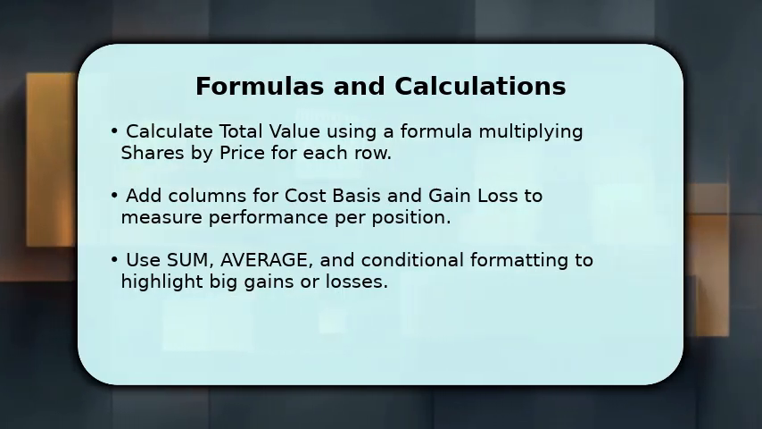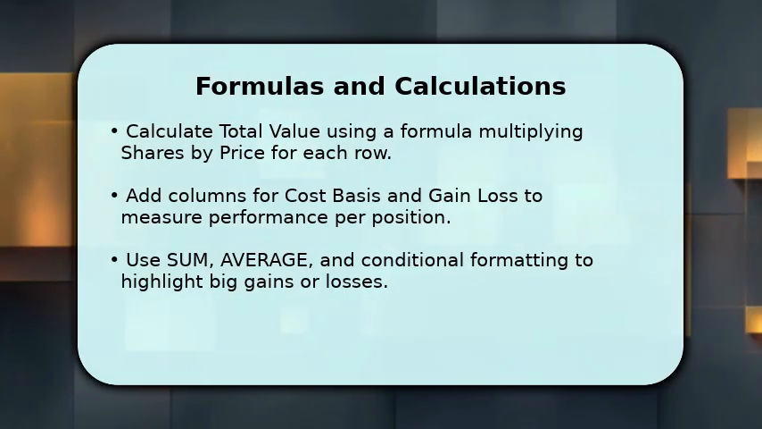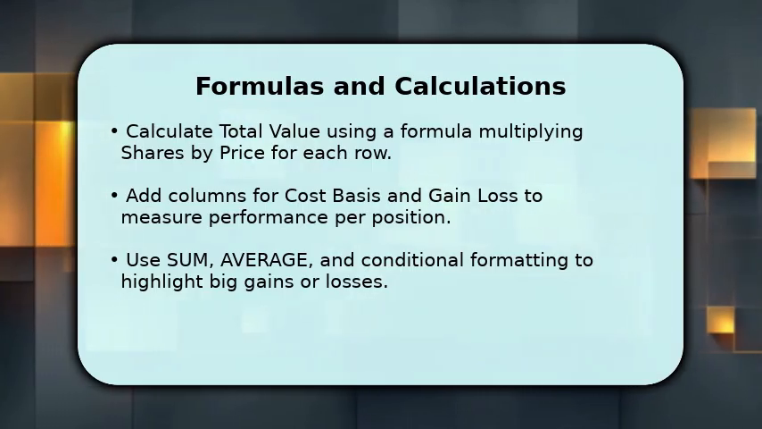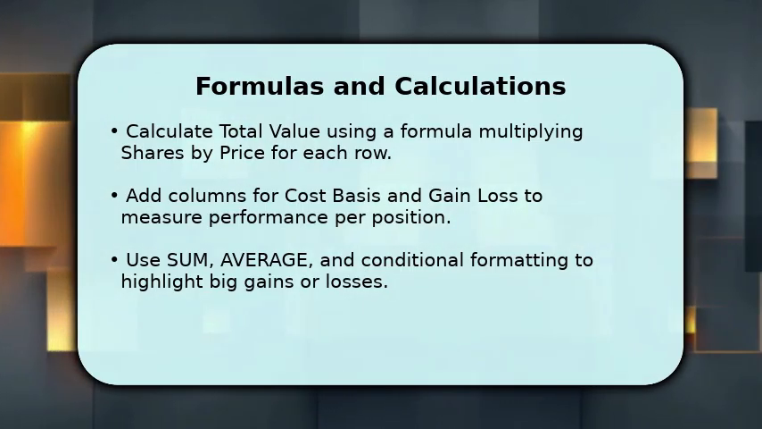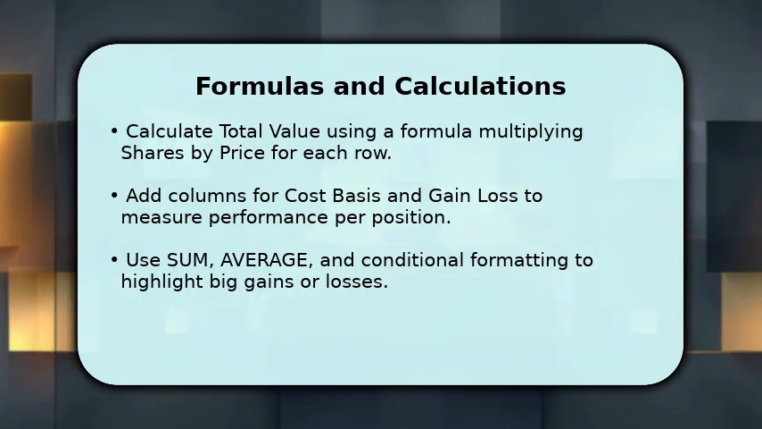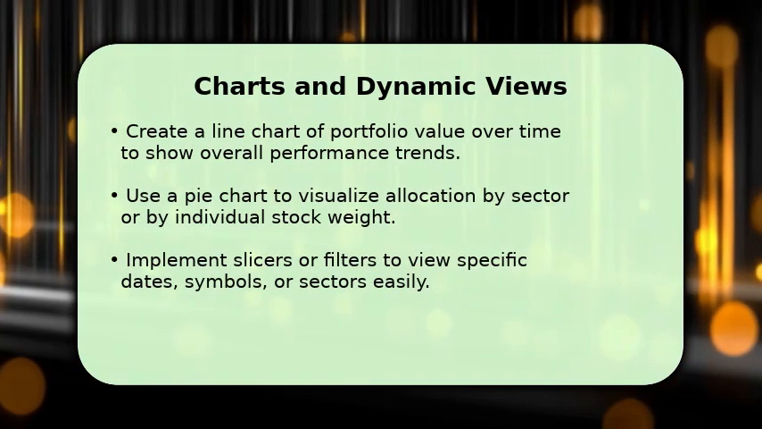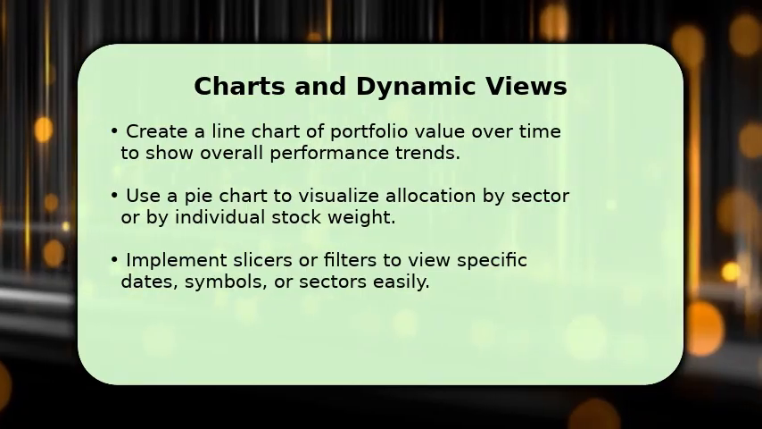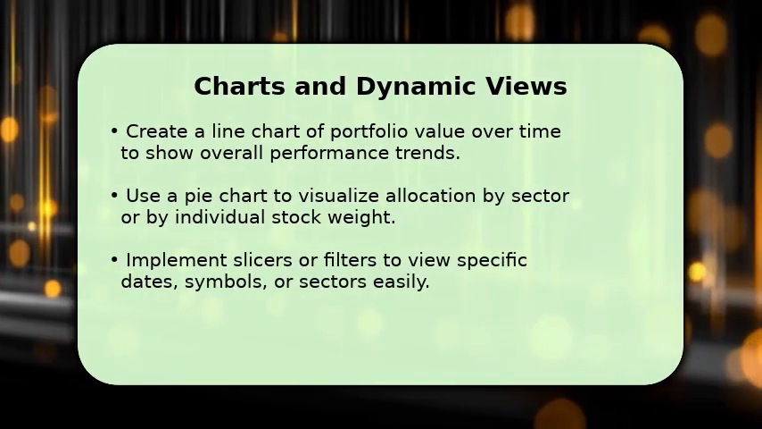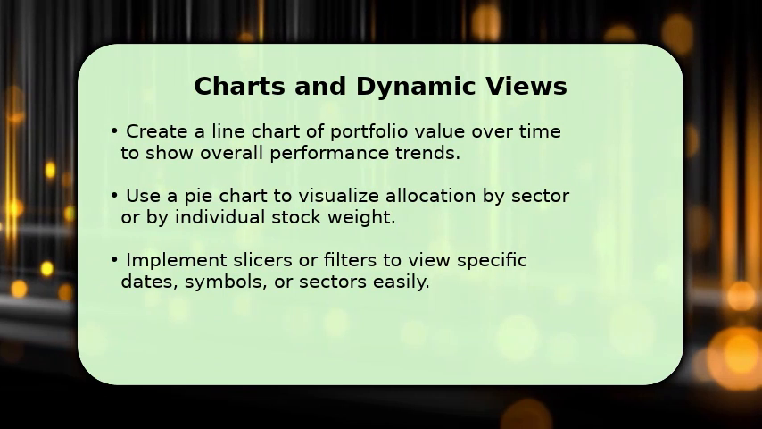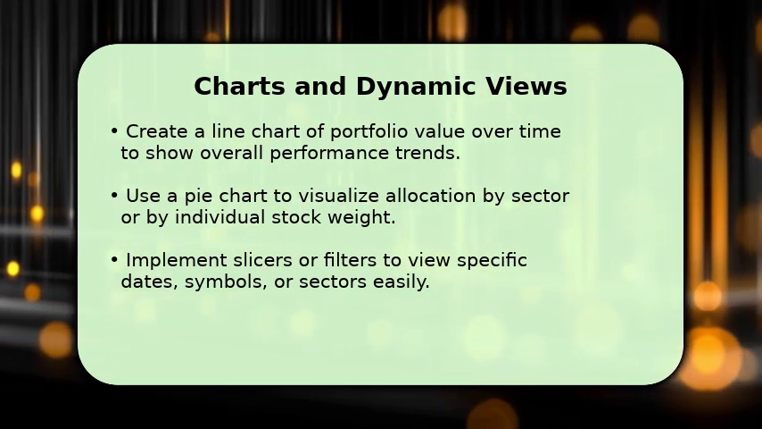Apply conditional formatting to color positive and negative returns so you can spot trends quickly, and visualize your report by inserting a line chart for portfolio value over time and a pie chart for allocation by stock or sector. Link charts to the table so updates reflect instantly when prices or shares change.